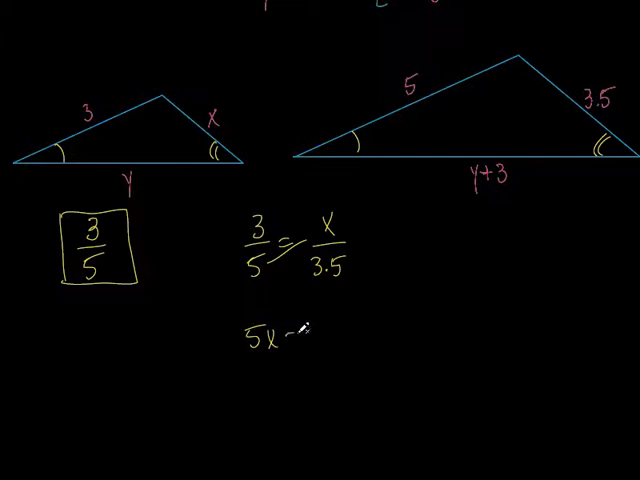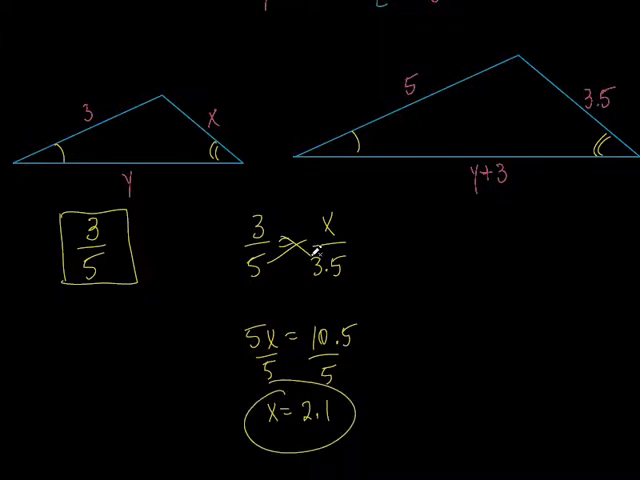5x equals 3.5 times 5, or times 3, sorry. So 3.5 times 3 is, well, let's try this again. 3.5 times 3 is 10.5. So 10.5. Divide both sides by 5, and that should be 2.1. So that's what x is.